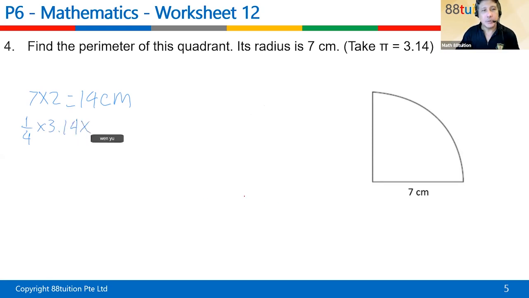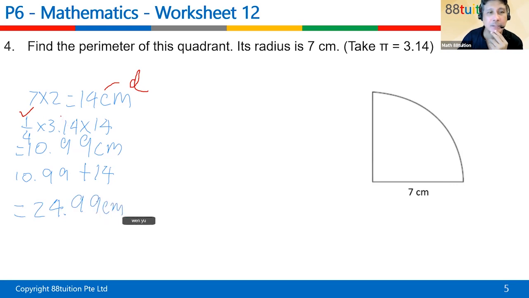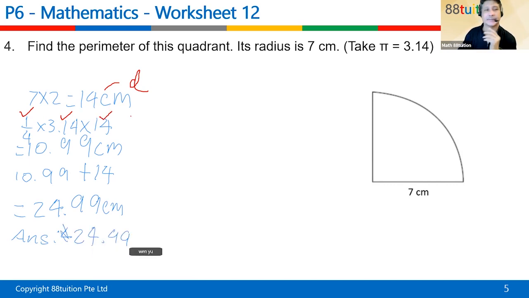So what do you see when you're writing here? 7 times 2. She is actually finding the diameter. So 14 is actually the diameter. Then what she is doing is 1/4 times 3.14 times 14. So this is the formula for the quadrant. Quadrant is 1/4, yes. Then you must multiply by that formula, so pi, which is 3.14, times d, which is 14. So her formula is correct. With the correct formula, she gets 10.99. That is also correct.